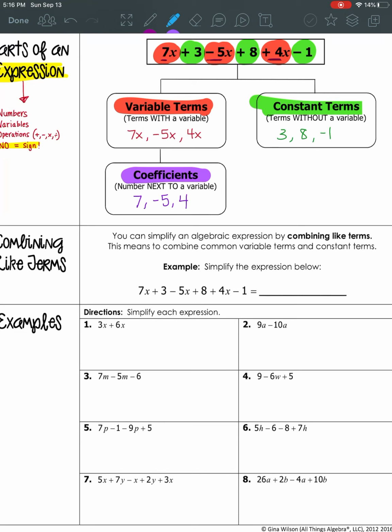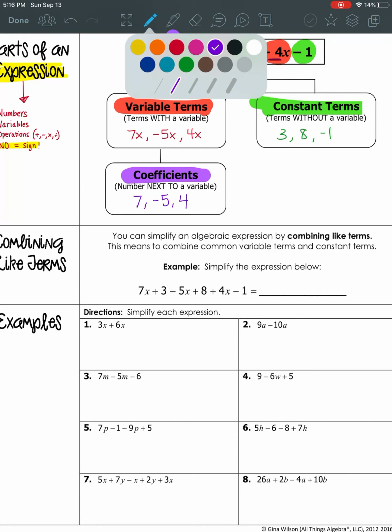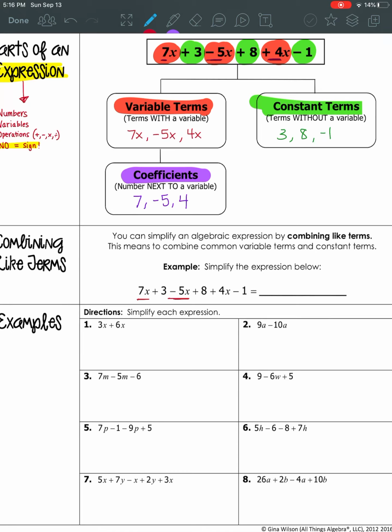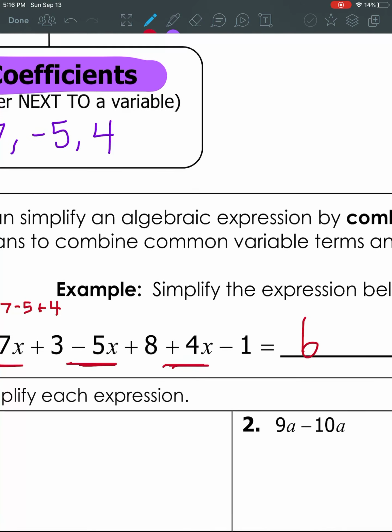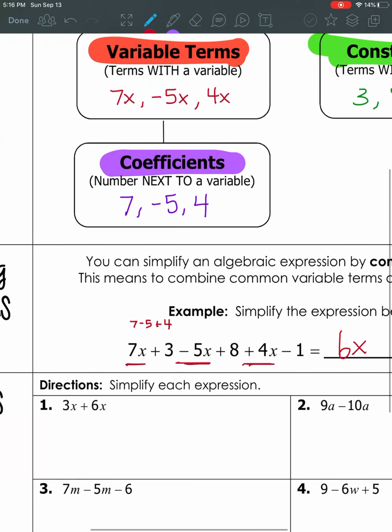So combining like terms, you can simplify an algebraic expression by combining like terms. This means to combine common variable terms and constant terms. So in that example we were just looking at up there, we have 7x, we have minus 5x, we have 4x. So we highlighted those at the top. We can combine all three of those terms into one term. So what we do when we combine them is then just look at the coefficients. So 7 minus 5 is 2, and then 2 plus 4 is 6. So we can combine those to 6x.